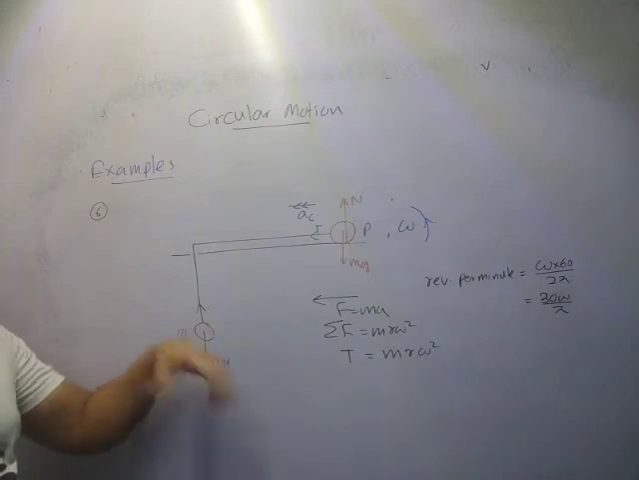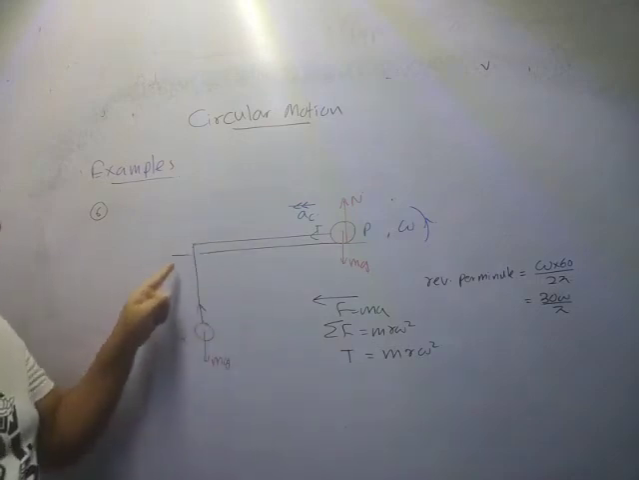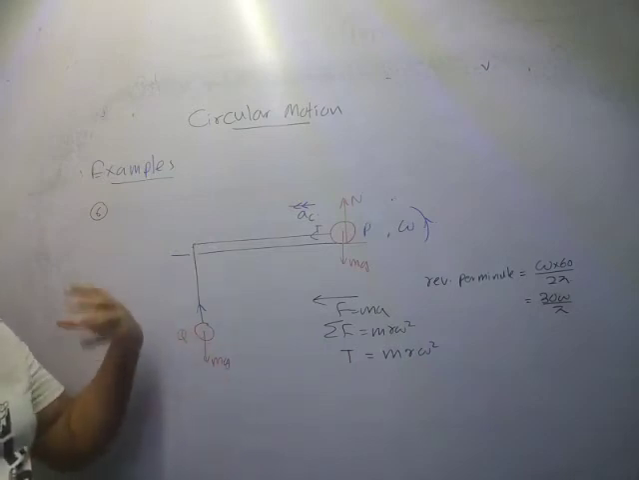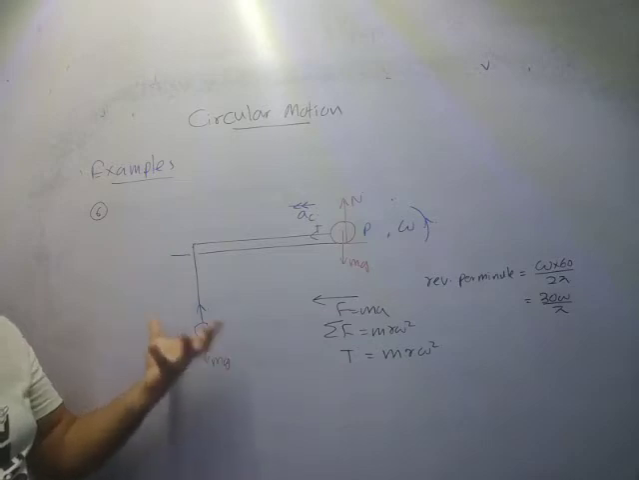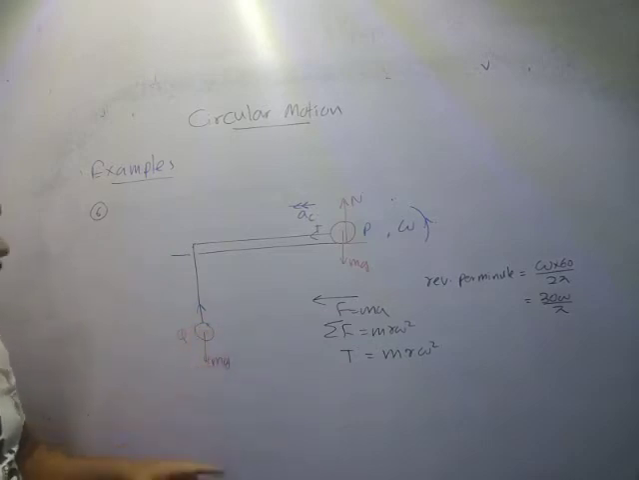Then what do they say next? This string is not fixed. The string is attached to another particle Q, and what value of the tension will make the Q to be at rest, right?